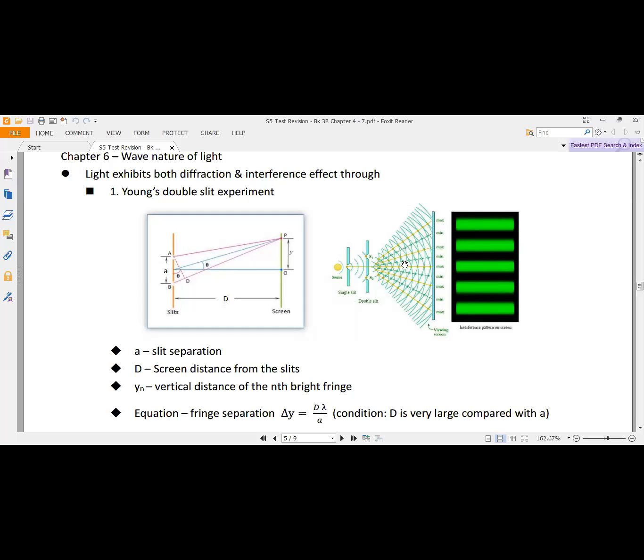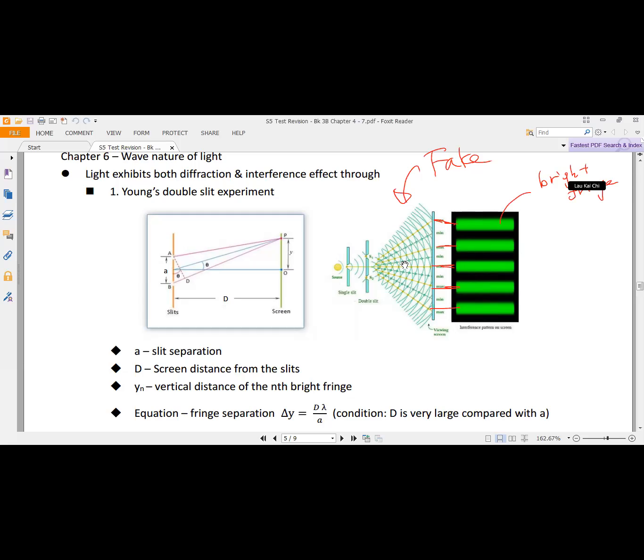Where's my pen? Don't trust this graph. It's fake. Fake news. Fake graph. Like Mr. Lau, fooling around, fake graph. But it helps you to understand what is going on, because at the end, those maxima are the bright fringes. We call it bright fringes.